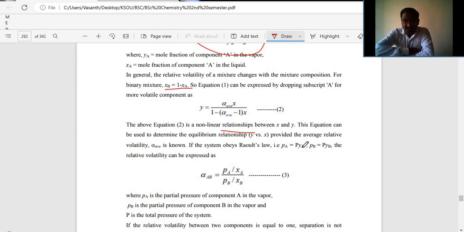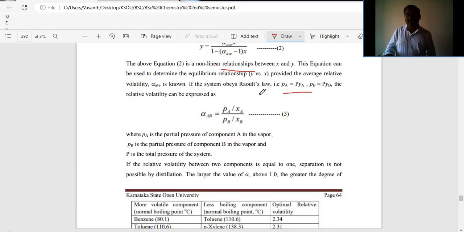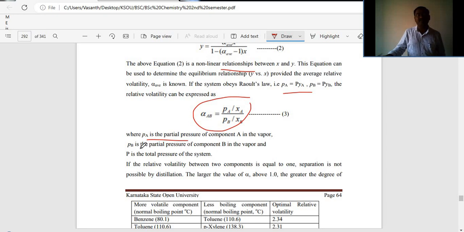It is known that if the system obeys Raoult's law, what happens here? PA is equal to P into XA, PB is equal to P into YB. The relative volatility can be expressed like that, where PA is the partial pressure of component A, PB is the partial pressure of component B, and P is the total pressure of the system.